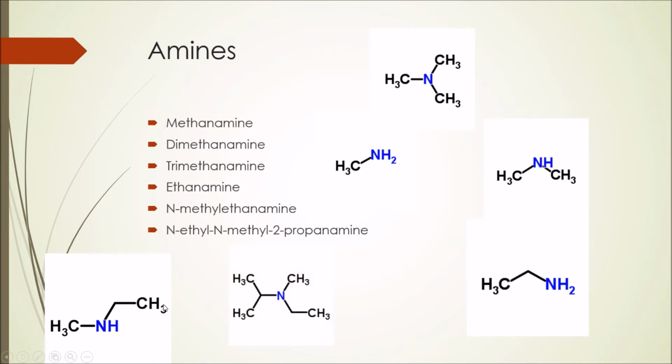And a more complicated one, here we've got N-ethyl, N-methyl 2-propanamine. So we can start off with the longest possible carbon chain. So we've got 1, 2, 3. So it's a propanamine. However, the nitrogen is attached to the secondary carbon, so it's going to be 2-propanamine. And the groups we've got attached, we've got an N-ethyl group here. Then we've got an N-methyl group here. So the name of it will be N-ethyl, N-methyl 2-propanamine.